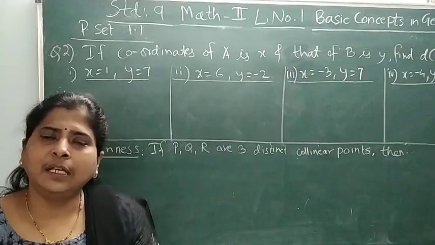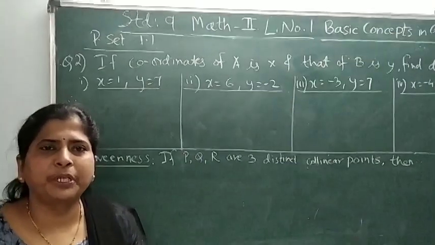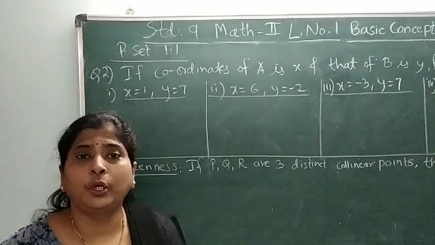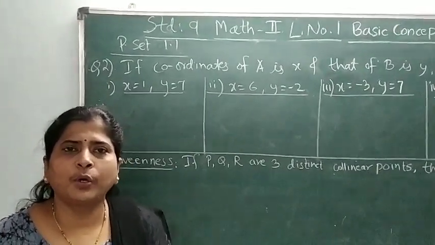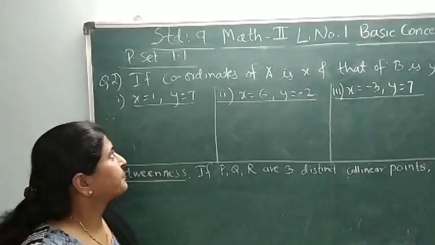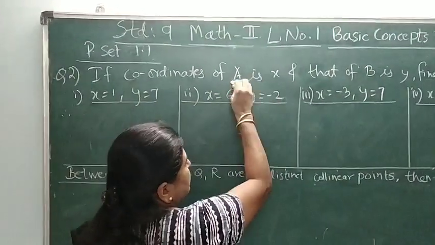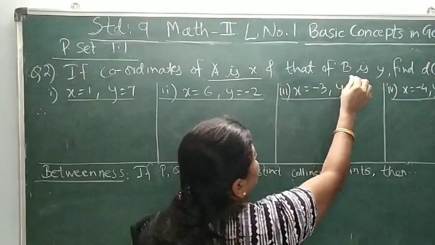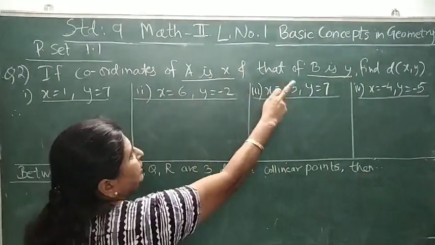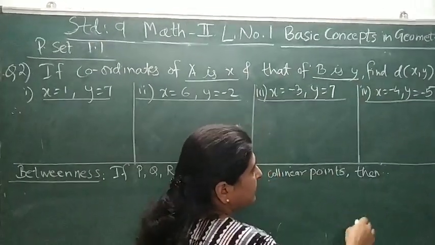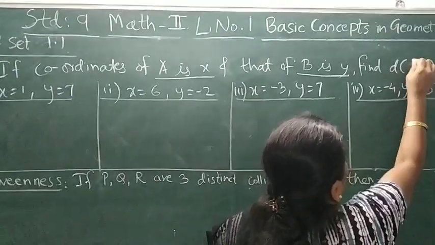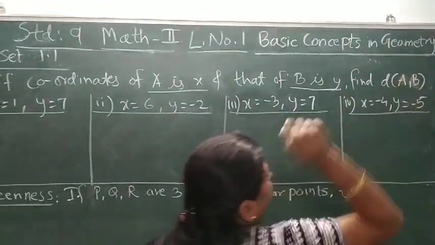Hello, let's study how to find the distance between 2 points when only their coordinates are given. We will solve question number 2 from the practice set. If the coordinate of A is x, and that of B is y, then we have to find the distance between A and B, not xy, AB.